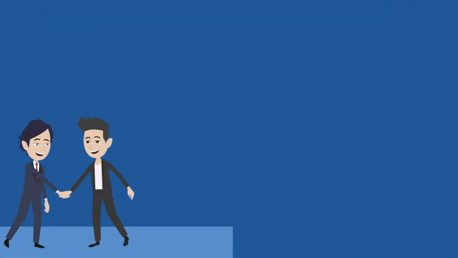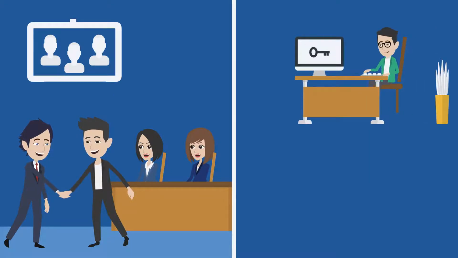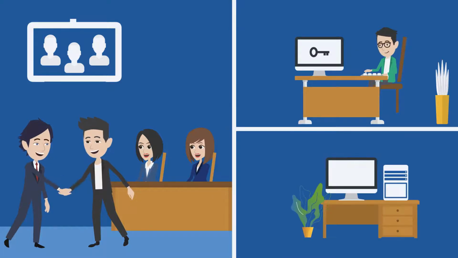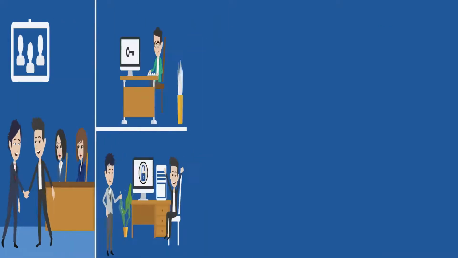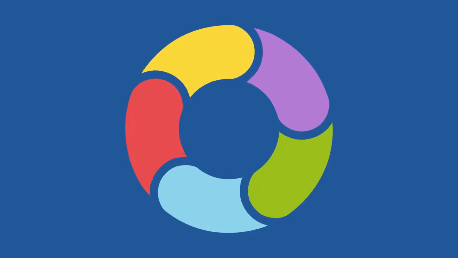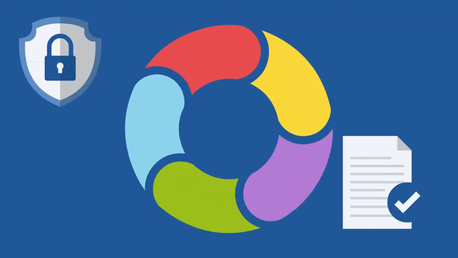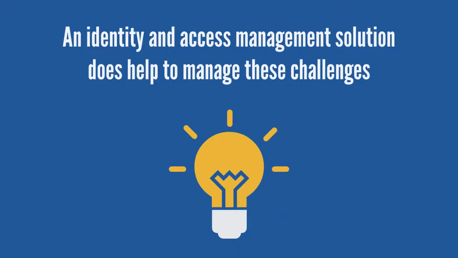The HR team needs to perform the adequate onboarding action within the HR system. The line manager should request the needed authorizations, and the application manager should approve and grant access to the new employee on the first day of working. The entire process needs to be orchestrated and administrated in a secure and compliant way. And that's where an identity and access management solution does help to manage these challenges.